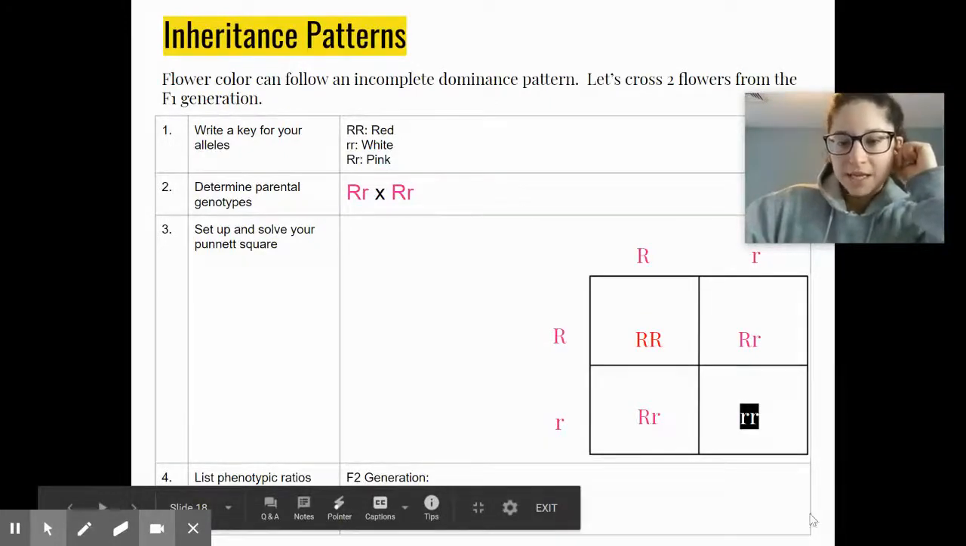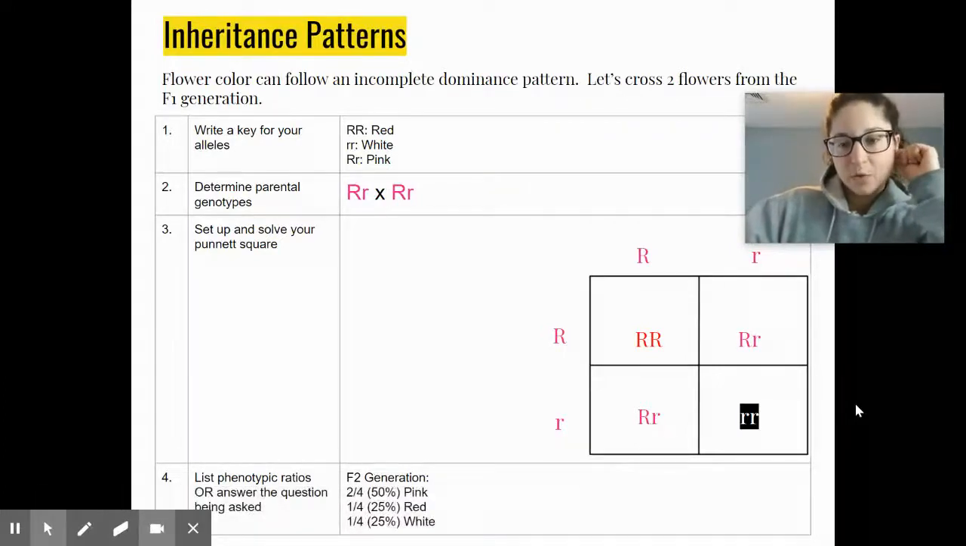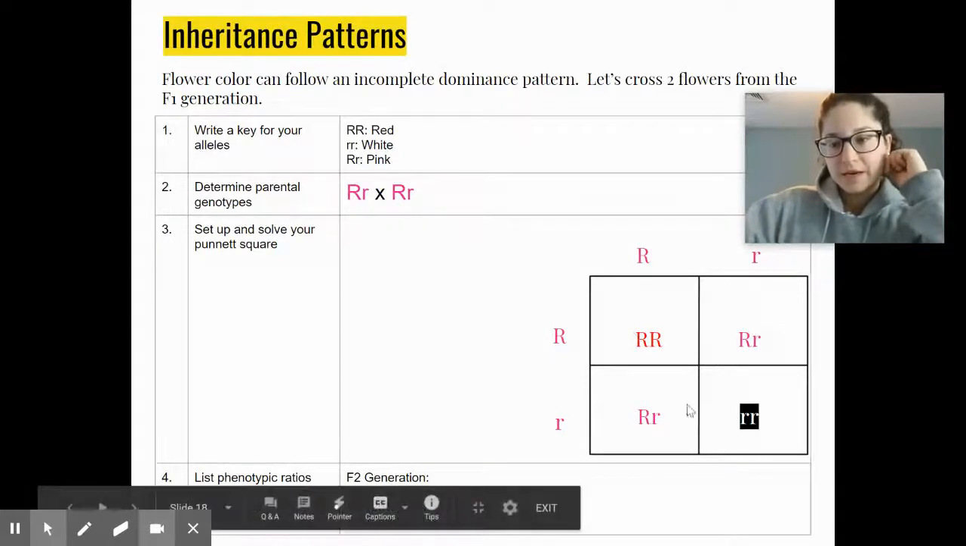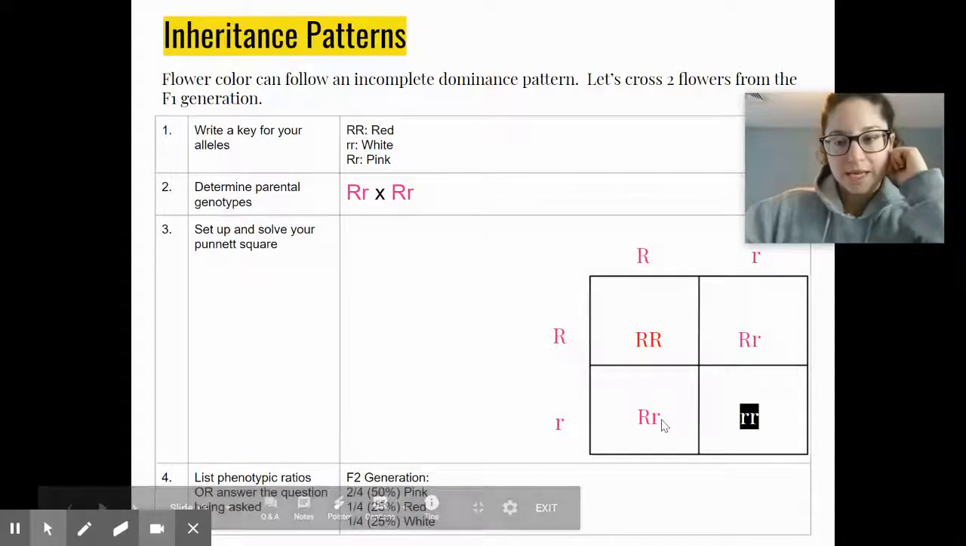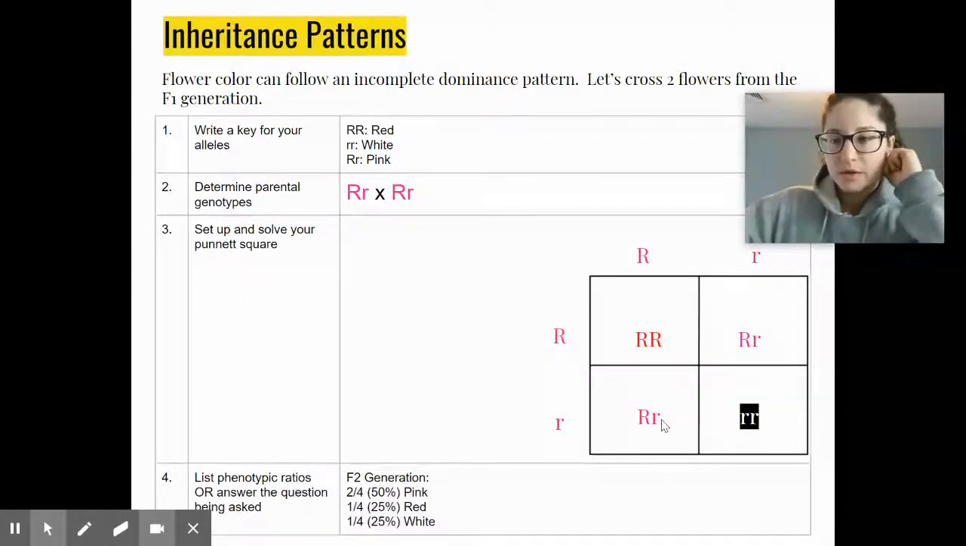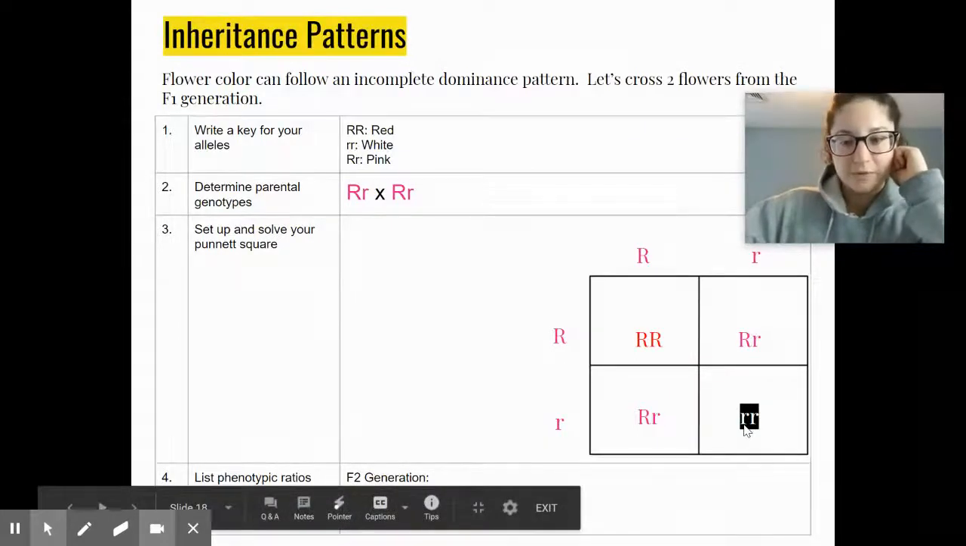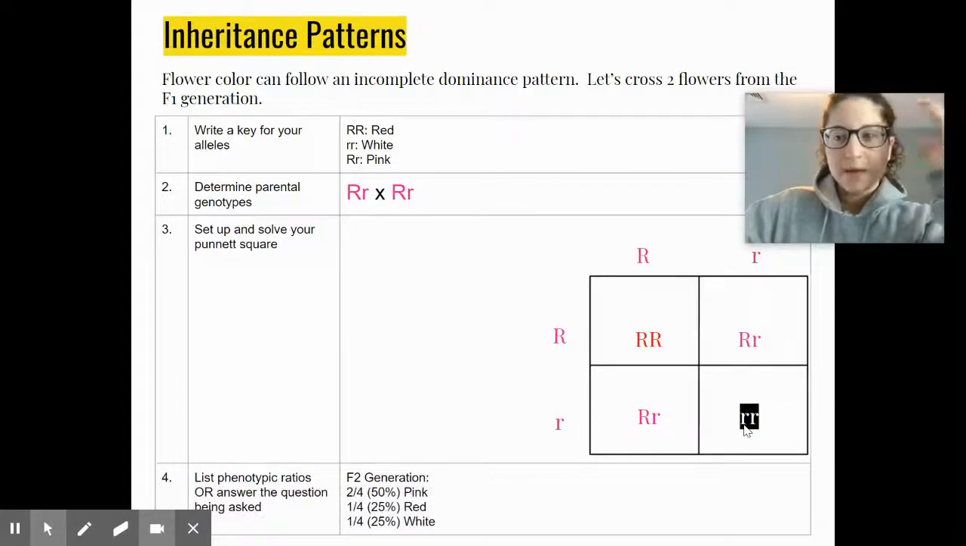So what we're seeing in this F2 generation is that 25%, or 1 out of 4 offspring, are going to be red. Right here, we have 2 big R's. 2 out of 4, or 50%, right here are going to be pink because they are big R, little r. They are heterozygous. And then 1 out of 4, or 25%, are going to be white, or homozygous recessive. So it's the same idea, it's just slightly different rules to determine what the phenotype is going to be.